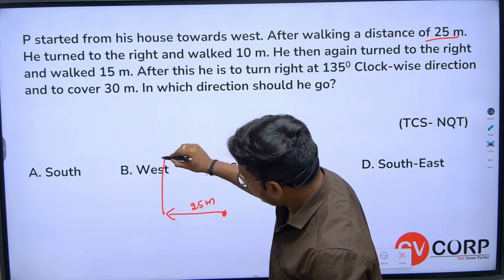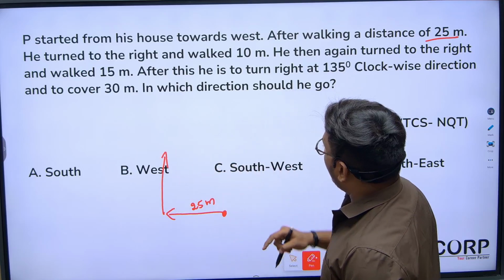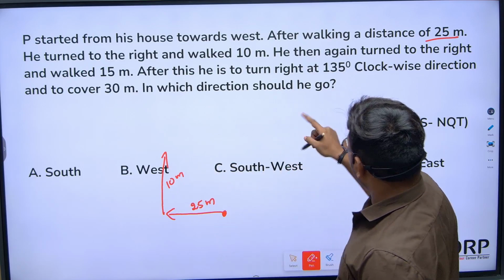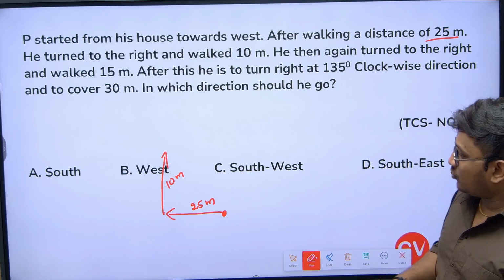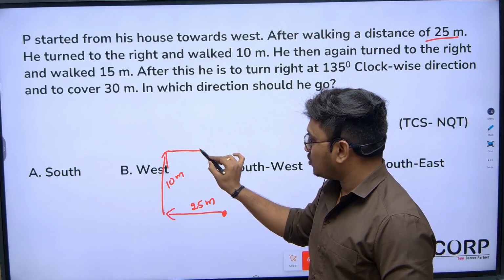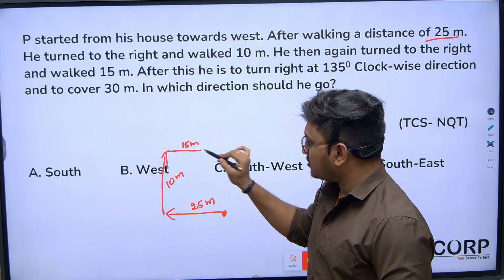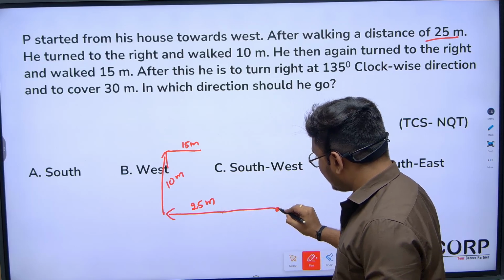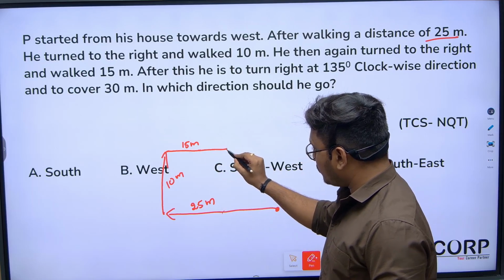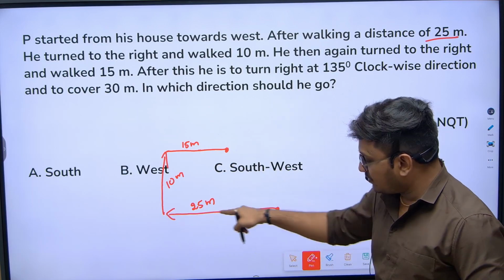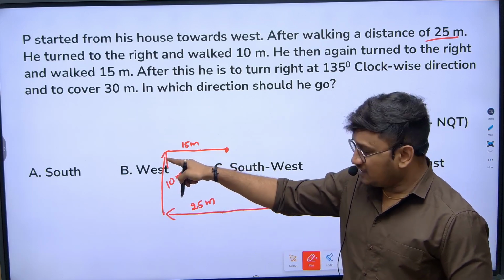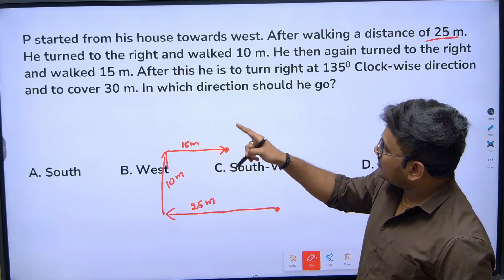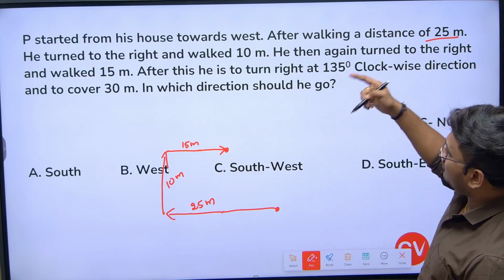Let me draw a straight line. So going towards north and walked 10 meters. He then again turned to his right and walked 15 meters. Let me take the 25 meters line a little lengthy so that I can draw up to here at least. This line is 25 meters, then 10 meters to the right, again taking right, again 15 meters.